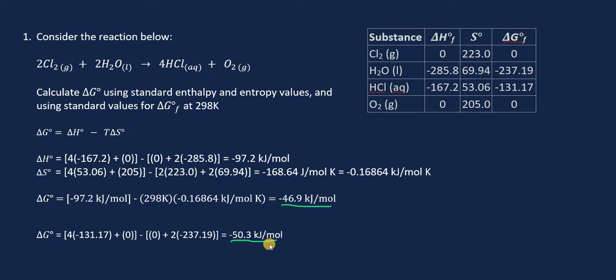Now we have to evaluate this. So remember what we said earlier about spontaneity when it comes to the value of delta G. Now that you have values for delta G, is this reaction spontaneous or non-spontaneous? Well, our value for delta G is negative, so we would say that yes, this reaction is spontaneous at 298 Kelvin. So now let's go ahead and look at some examples of Gibbs free energy being applied to equilibrium.